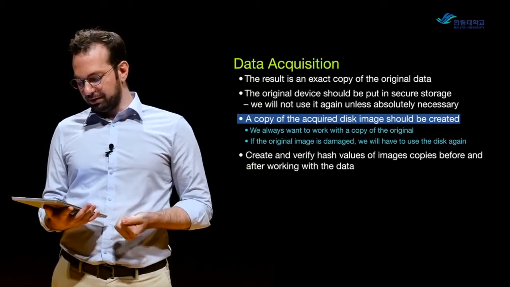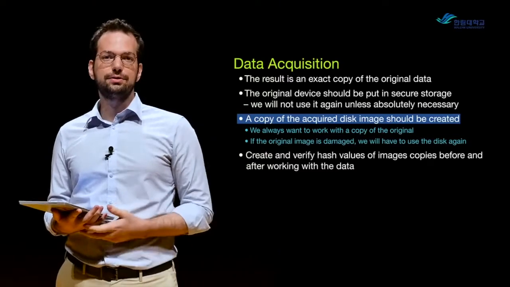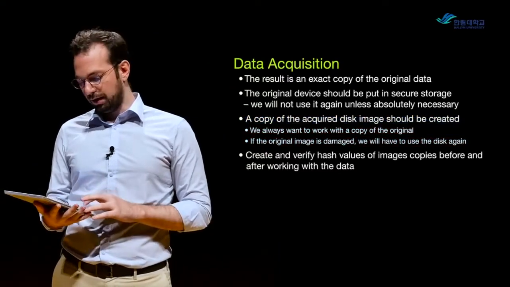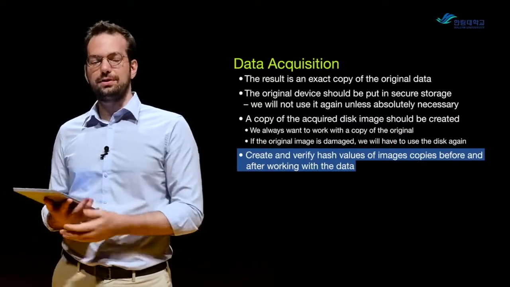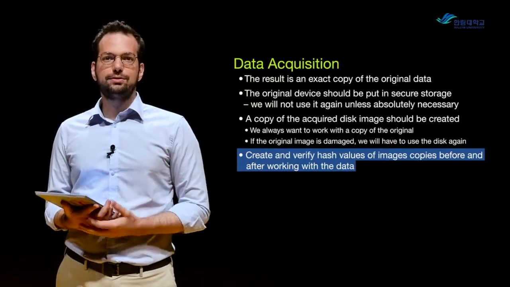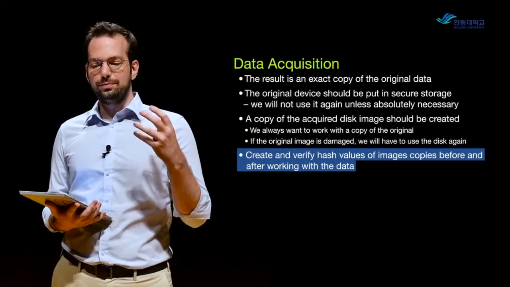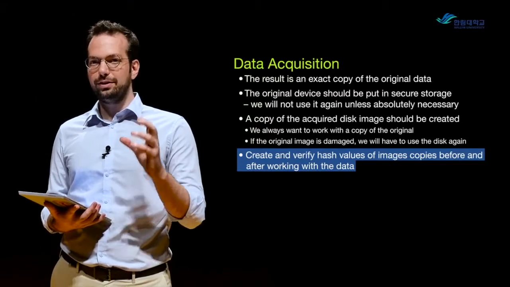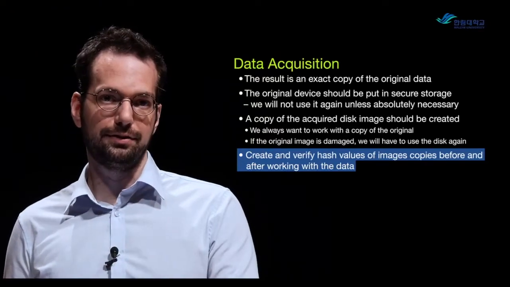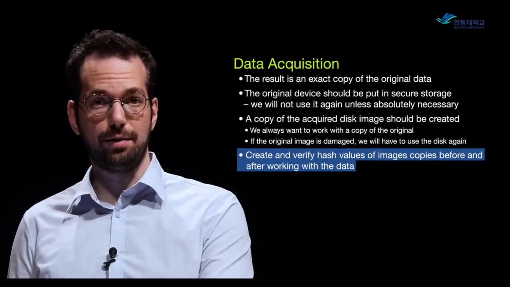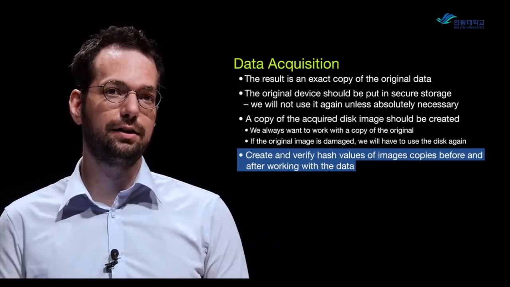If the original image is damaged, we will have to use the disk again. We do not want to access the physical disk again unless we absolutely need to. And we need to create and verify the hashes of all of these copies that we make. Every time we start to do an analysis of the data, we need to make a hash of not only our original file, but also any copies we make. And once we're finished with our analysis, we also make a hash again of the copies we've made and the originals to make sure that we haven't actually modified anything.